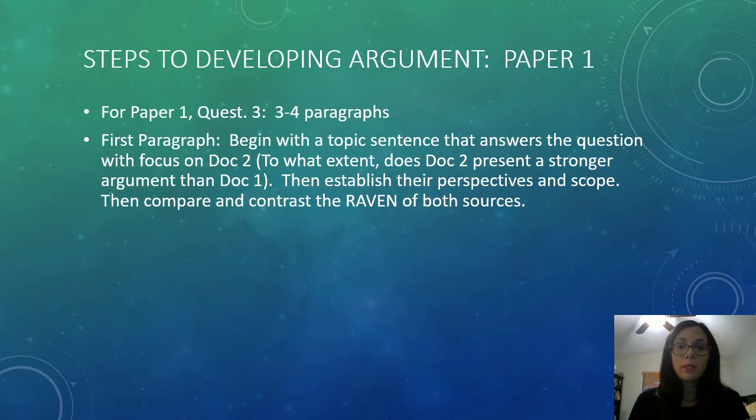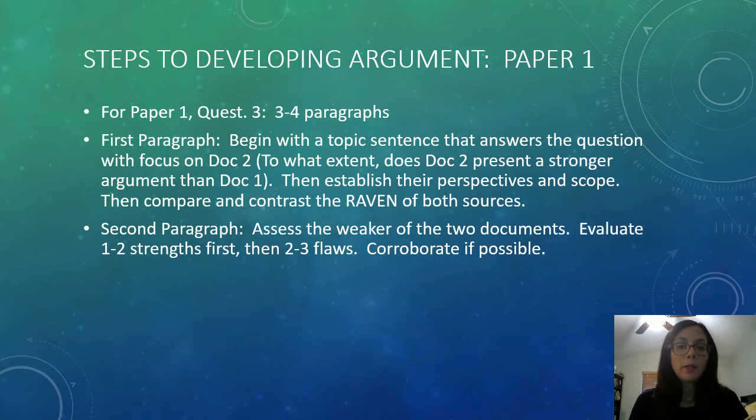Then in that first paragraph, you continue to say, well, what side of the issue are they on? Is one pro or con, or do they propose different solutions or different perspectives on the same stance? And then what's their scope? Is one political and the other one economical? Are they both economical? Something like that, and explain how that's strong or weak. And then you compare and contrast the reliability of both sources.